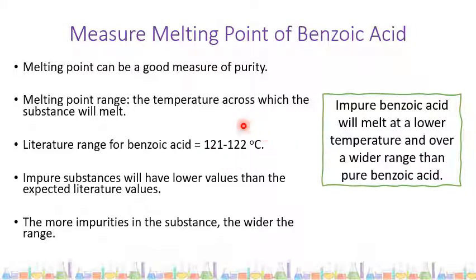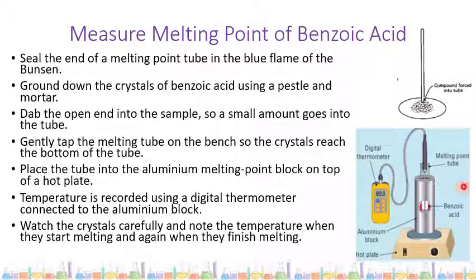Something to note here is you'll note that benzoic acid has a higher melting point than water. Therefore, we won't be able to melt it using our usual ways of melting things like in a water bath. Because of the temperature required, we use something called an aluminium melting point block on top of a hot plate. When we heat up the aluminium block, it allows us to heat things up to a higher temperature than boiling water would.